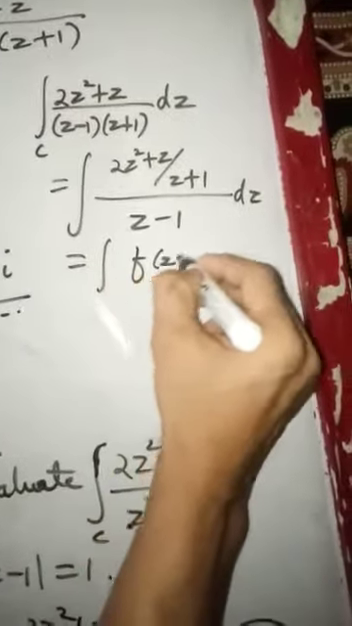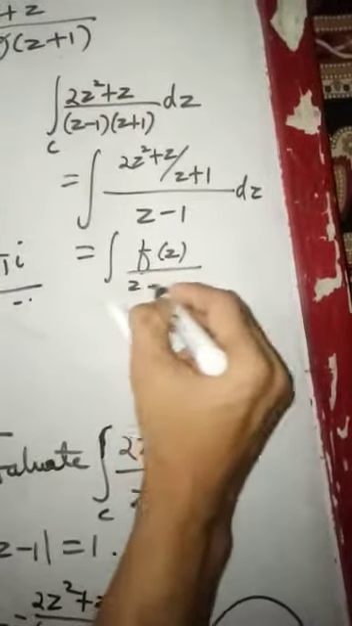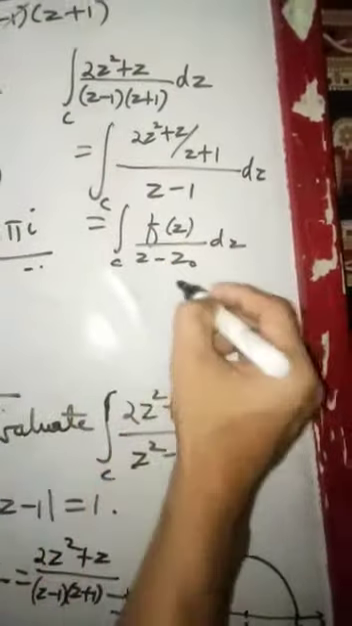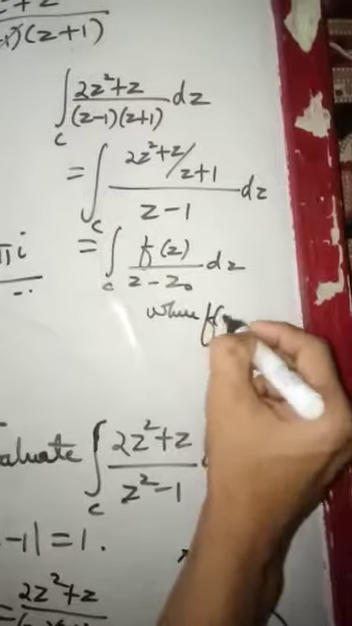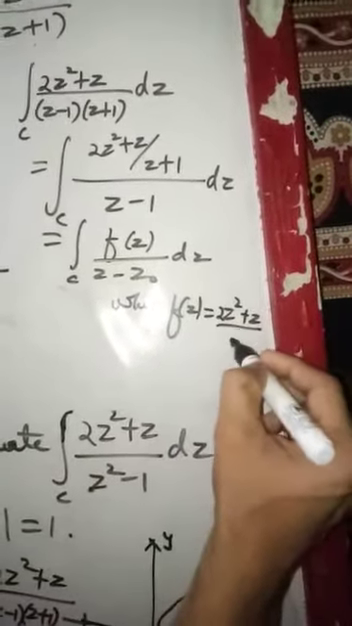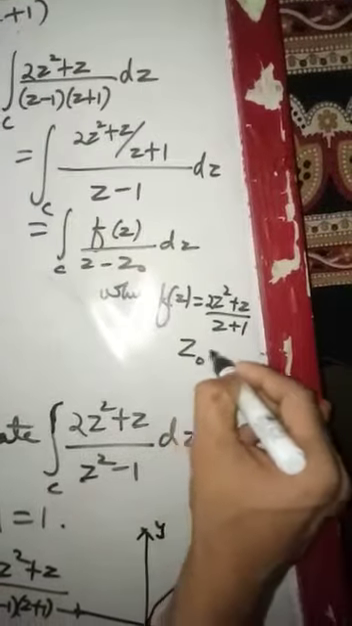Now we can write this as integral of f(z) by (z minus z naught) dz, where f(z) equals (2z square plus z) by (z plus 1) and z naught is 1.